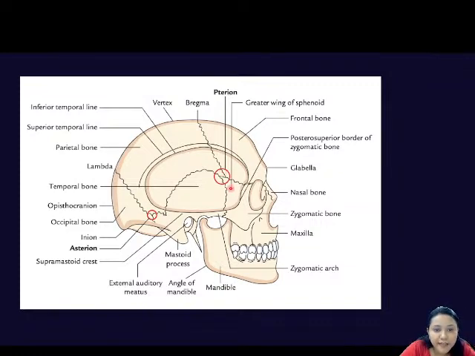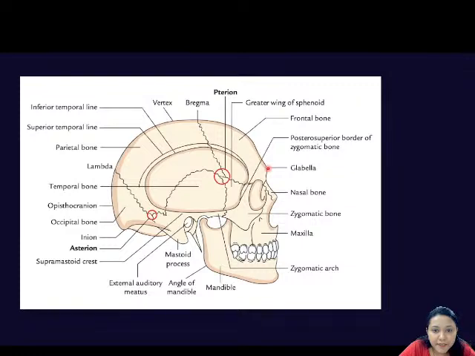Okay, so you can see that this is the pterion, this is the asterion. Can you see whatever I am pointing? Is it visible? I am pointing with a laser pointer. So this is the pterion, this is the asterion.